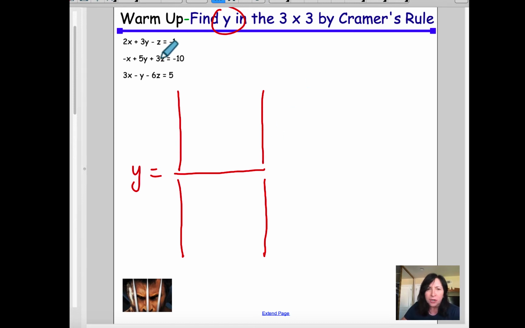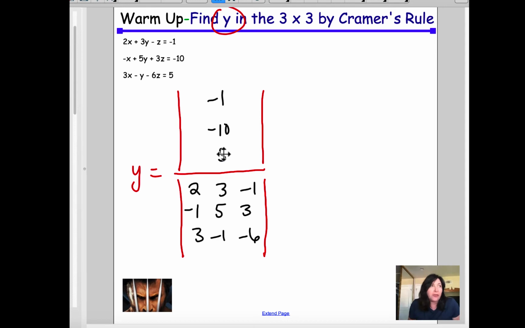And so we'll use the box. We know all x, y, and z has to be on the same side. The x term does not have to be positive. 2, negative 1, 3. Then we have 3, 5, negative 1. Z is negative 1, 3, negative 6. So if I'm solving for y, remember that negative 1, negative 10, 5. We go in the x column if I'm solving for x, y column if I'm solving for y, and z column if I'm solving for z. But because I'm solving for y, it's going to go negative 1, negative 10, and then 5.